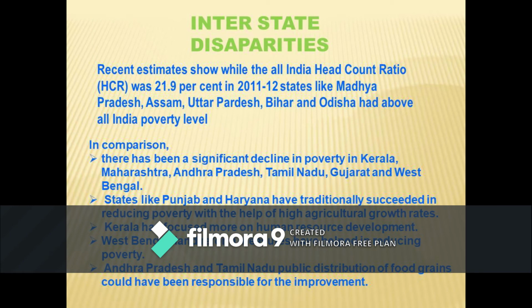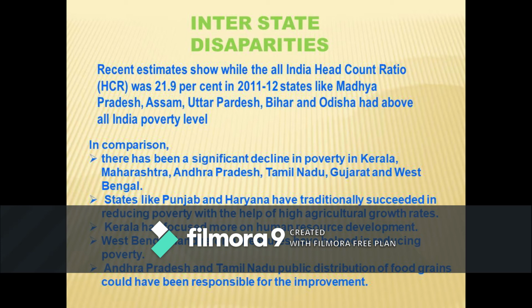Now we'll see the recent estimate shows while the all India head count ratio, that is HCR, was 21.9% in 2011-12, states like Madhya Pradesh, Assam, Uttar Pradesh, Bihar, Odisha had above all India poverty level. When we compare these, there has been a significant decline in poverty in Kerala, Maharashtra, Andhra Pradesh, Tamil Nadu, Gujarat and West Bengal.